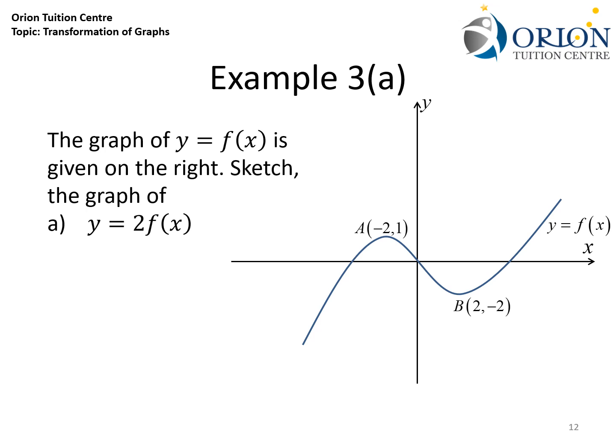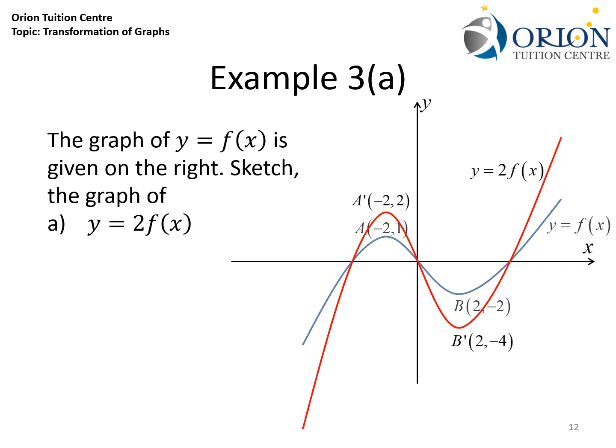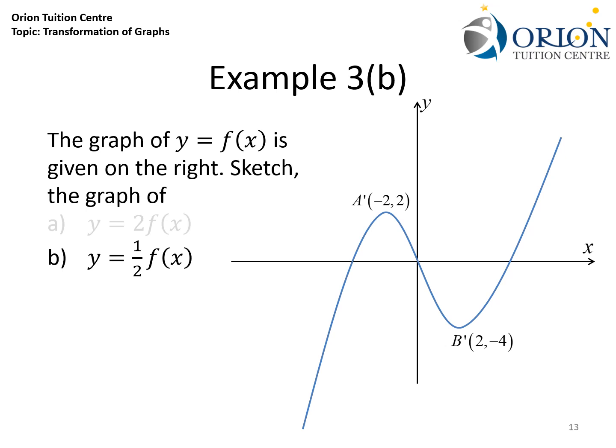All y values of the graph will be multiplied by 2, and we end up with the red curve like this. If instead we are asked to sketch the graph of y equals half times f(x), all y values will be multiplied by half, and thus the graph becomes shorter, giving us this red curve.